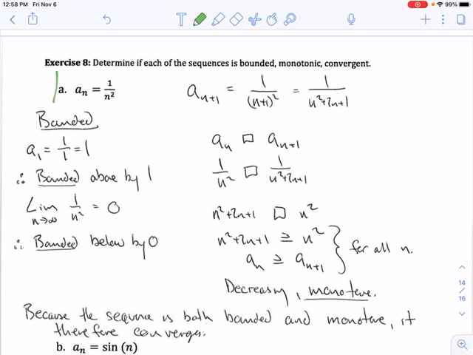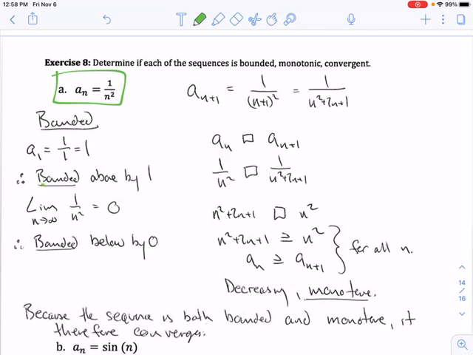So we have a sub n plus 1, and the first thing we're going to do is determine if it's bounded. One way to do this is to say the smallest value of n is going to be 1. So if I find a sub 1, by substituting 1 in for n, I get a sub 1 equal to 1. If I continue to put values of n in there, I know that the denominators are going to get bigger, which means the whole fraction is going to get smaller. And so 1 is acting as an upper bound.